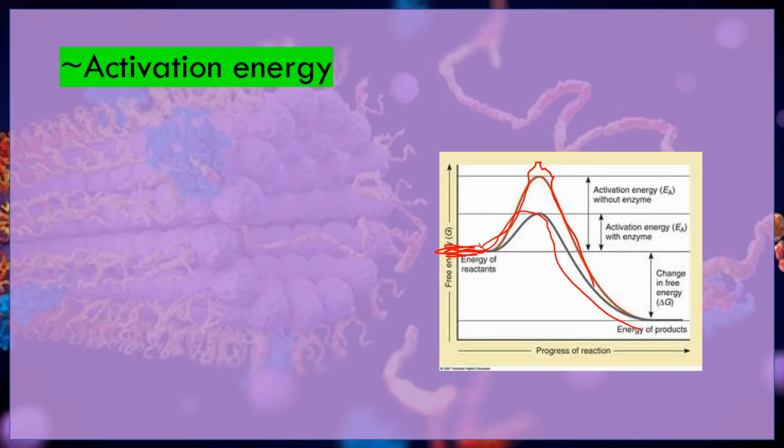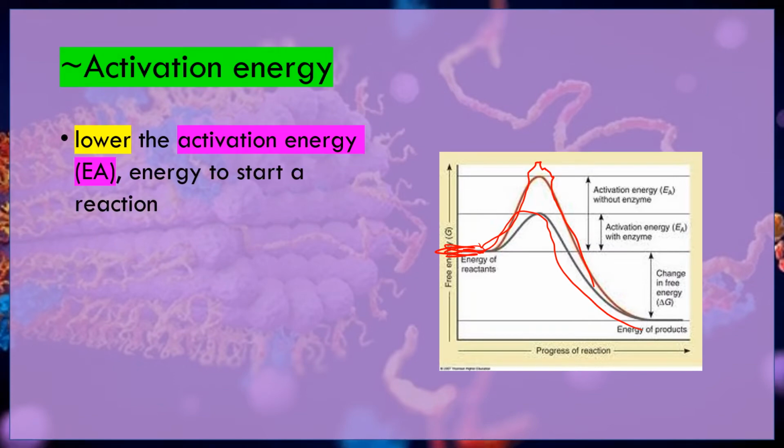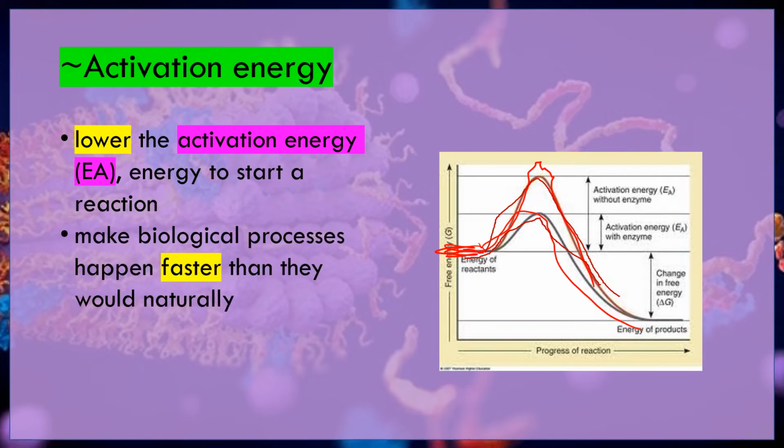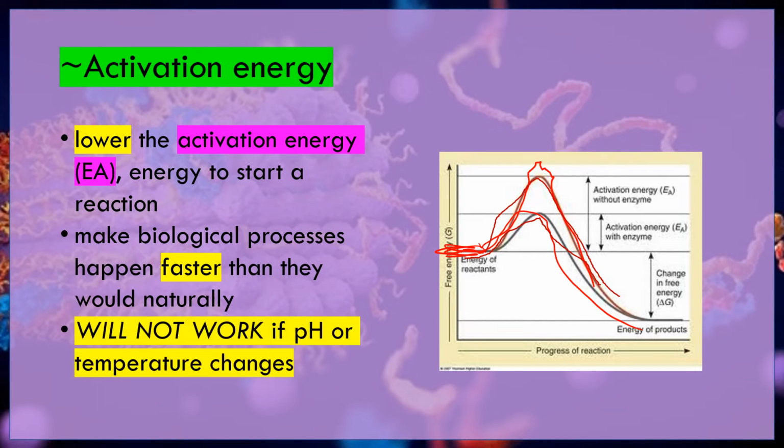We're going to talk about lowering the activation energy. This is what enzymes do. Seen over here, we have the regular energy, and say that's the energy that you need to get off a couch. Then we have the energy with an enzyme. Say that's a friend helping and pulling you off the couch. You can do it and it requires less energy because that friend's pulling you off the couch. So that friend is acting like an enzyme. Enzymes make biological processes happen faster than they would naturally. This will not work if pH or temperature changes, and that's important to remember.